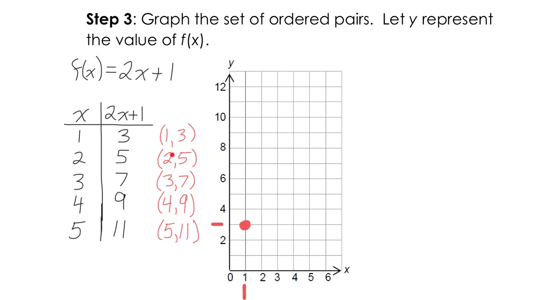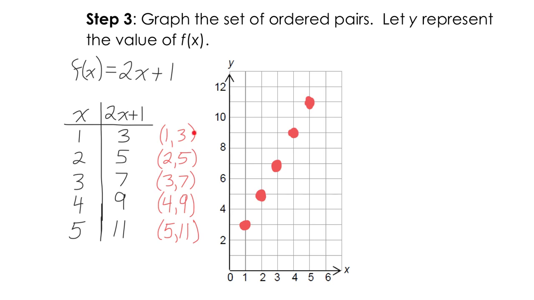Next, 2, 5. When x is 2, y is 5. That goes here. 3, 7. When x is 3, y is 7. And I can keep going.